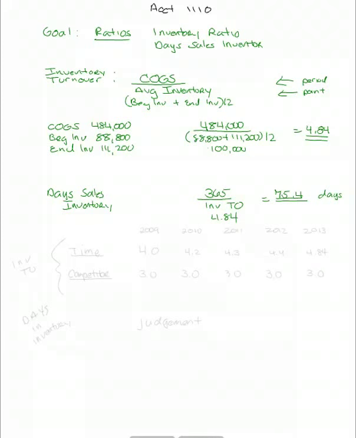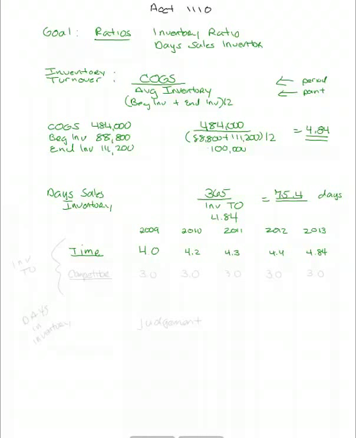Is this enough? Is this not enough? How do you evaluate these two? Well, remember, with all ratios, we can look at them over time. If your inventory turnover, say, is 4.0 in 2009, and in 2010 it's 4.2, and in 2011 it's 4.3, in 2012 it's 4.4, and in 2013 it's 4.84, you would say that's a good sign. We're turning our inventory over more and more frequently.